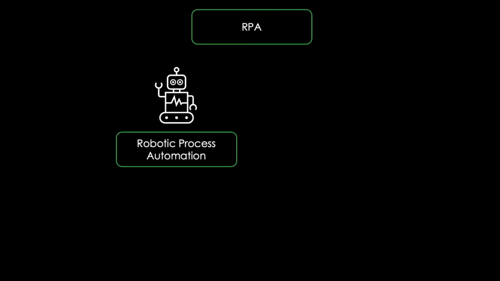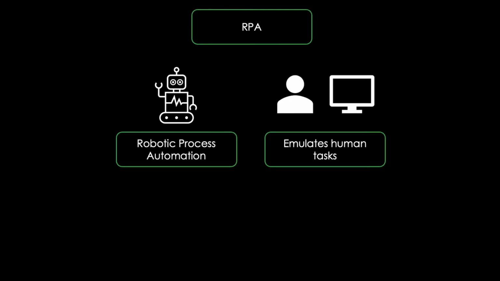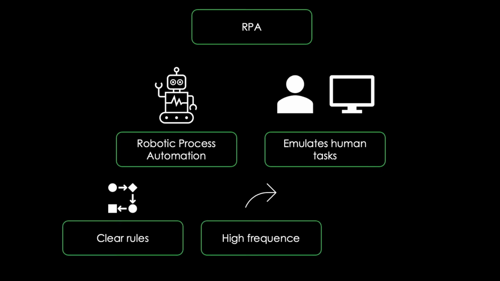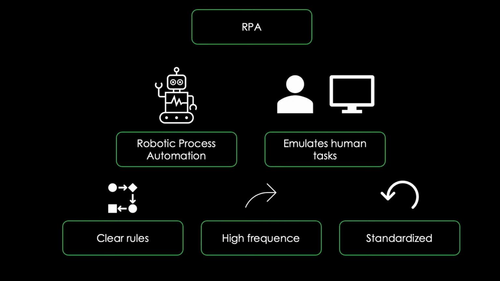It's a technology used to emulate tasks that are normally done by a human being on a device such as a computer. Meaning that we're not talking about physical tasks, but rather computer-based ones. Those tasks follow clear rules, occur frequently and in a standardized way. Meaning that in the end, the bot simulates the clicks and entries a human would make when interacting with software.